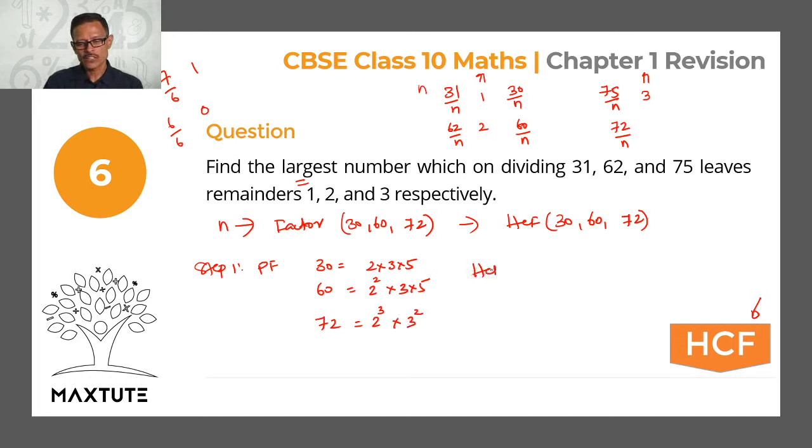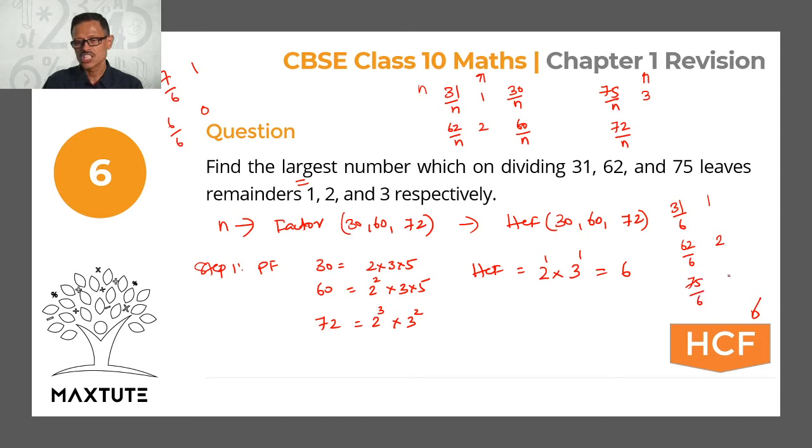HCF is the product of common primes. So we're going to pick the common primes, which are 2 and 3. The lowest power of 2 among these numbers is 2 power 1. The lowest power of 3 among the three numbers is 3 power 1. So HCF is equal to 2 power 1 into 3 power 1, which is equal to 6. The largest number that can divide 31, 31 by 6, look at it, the remainder is 1. 62 by 6, the remainder is 2.